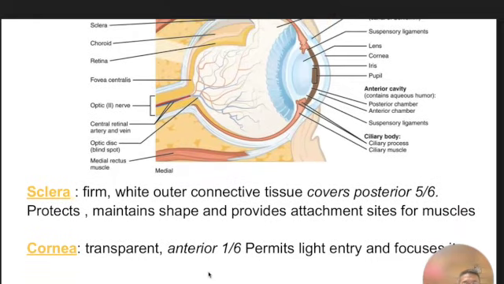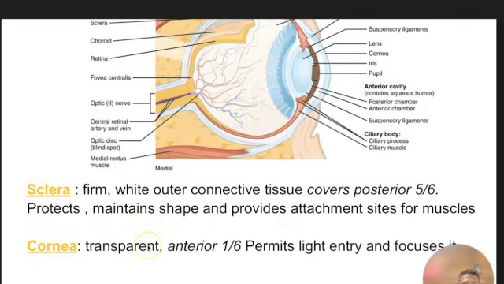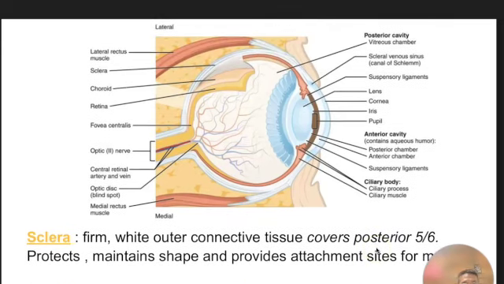Fibrous layer. The cornea is right there. Okay, and the sclera is the white part. Sclera: firm white outer connective tissue covering the posterior 5/6 to protect and maintain the shape of the eye. Cornea: transparent, anterior 1/6, permits light to enter and to focus. Again, the cornea and the sclera back here, the white part of the eye.